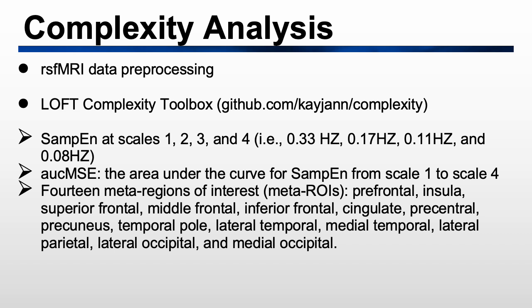Complexity analysis was performed using the in-house developed complexity toolbox with pattern length M equal to 2 and sensitivity threshold R equal to 0.3. Sample entropy for scales 1, 2, 3, and 4 were computed for each voxel. Then the area under the curve from scale 1 to scale 4, namely AUC multiscale entropy, was computed for each voxel. 14 meta-regions of interest were formed from the Harvard-Oxford Atlas. Finally, sample entropy for each scale and AUC MSE were computed for each meta-ROI.